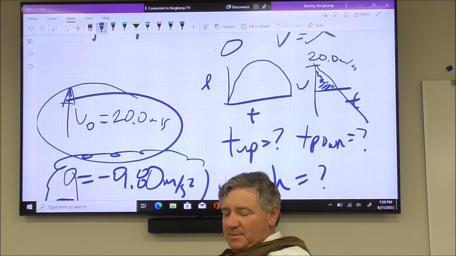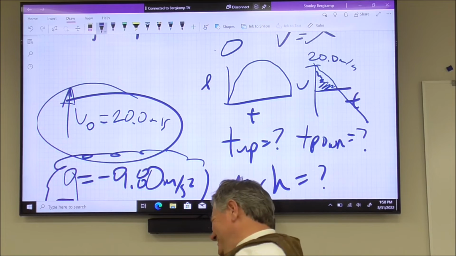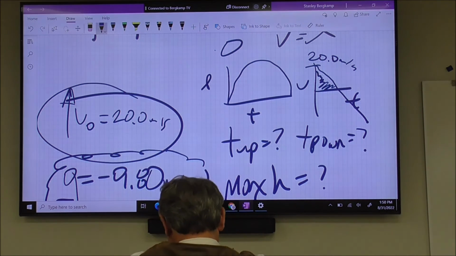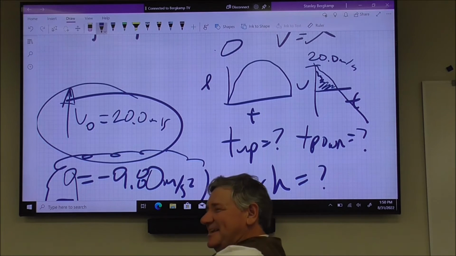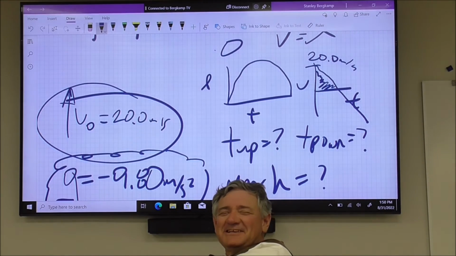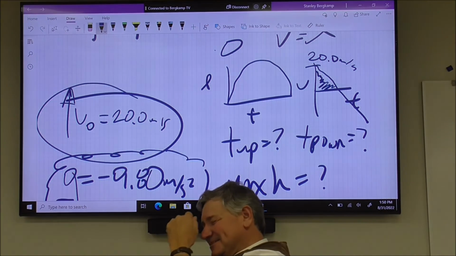Now, let's talk about the time up. Is my time up going to be bigger or smaller than 1 second? Bigger, because it just takes a while. No, because the negative 9.8 meters per second squared is the acceleration, and that's smaller than 20 meters per second. Good explanation.